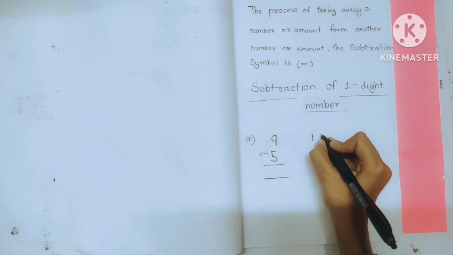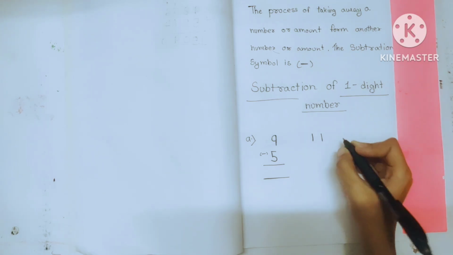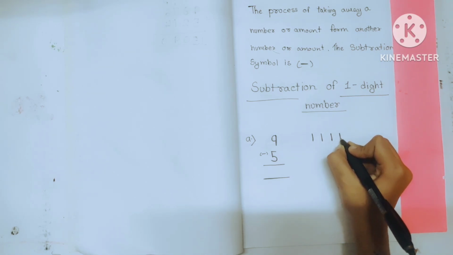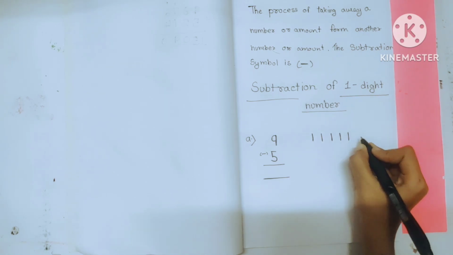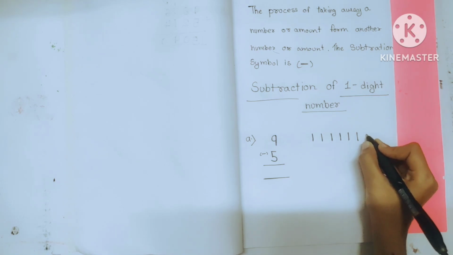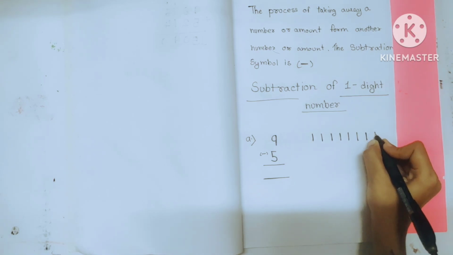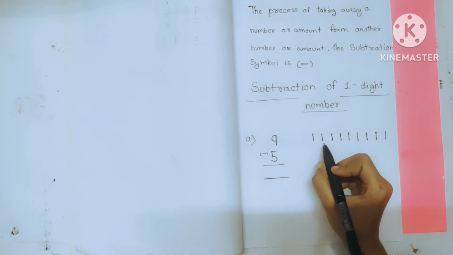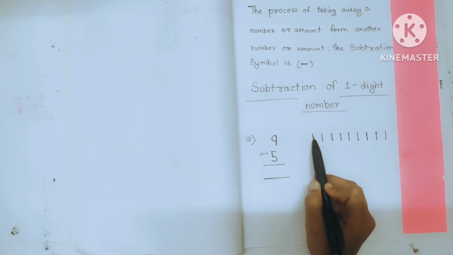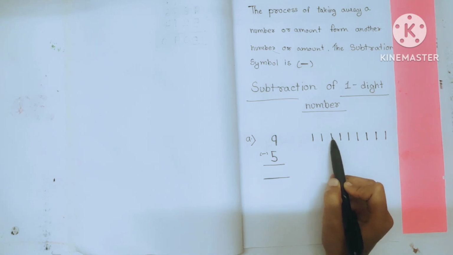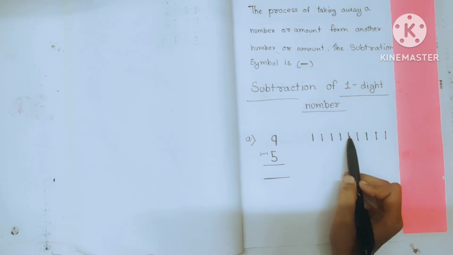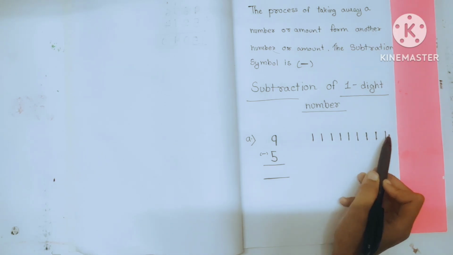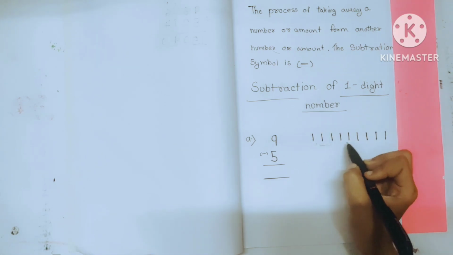1, 2, 3, 4, 5, 6, 7, 8, 9. So, we made 9 lines.